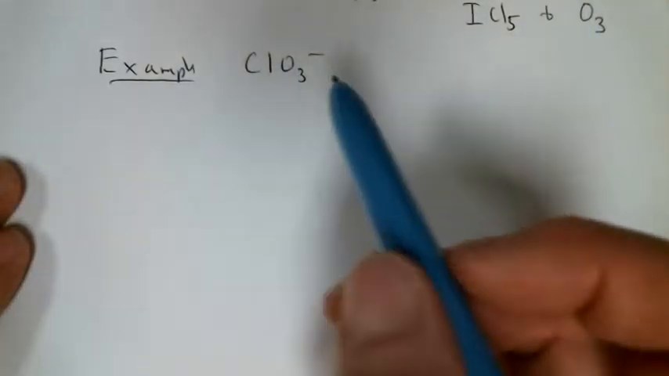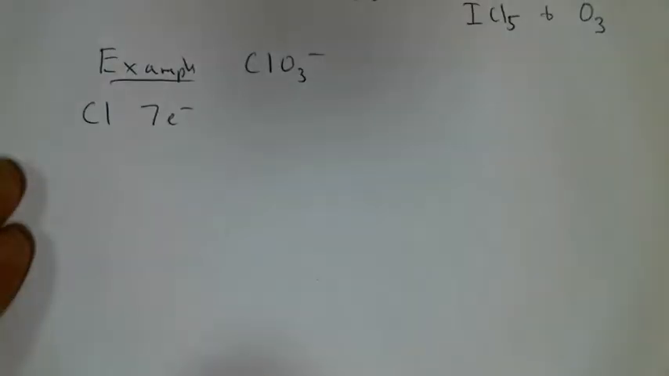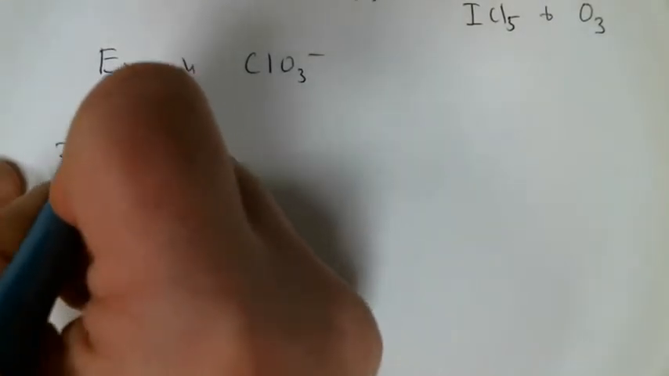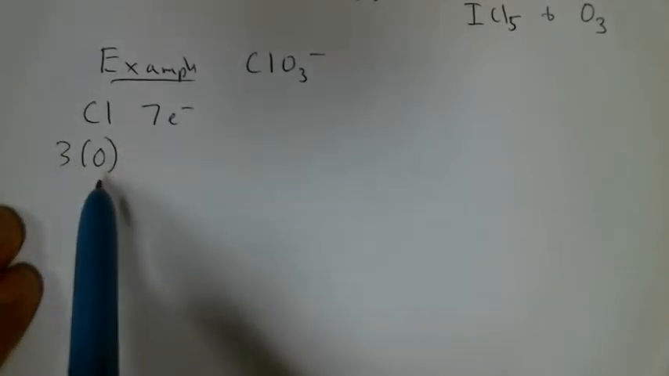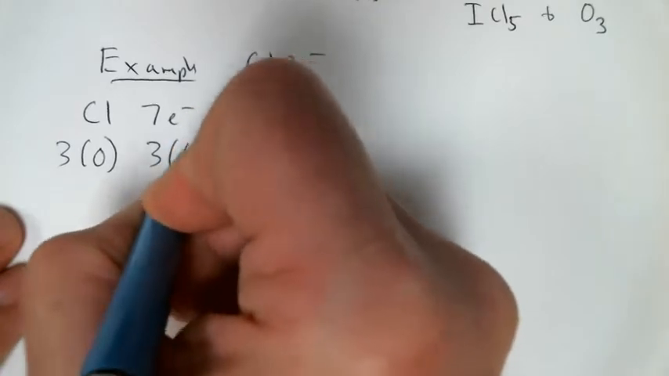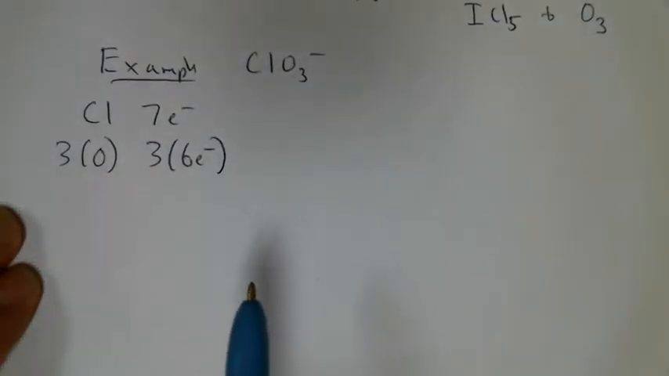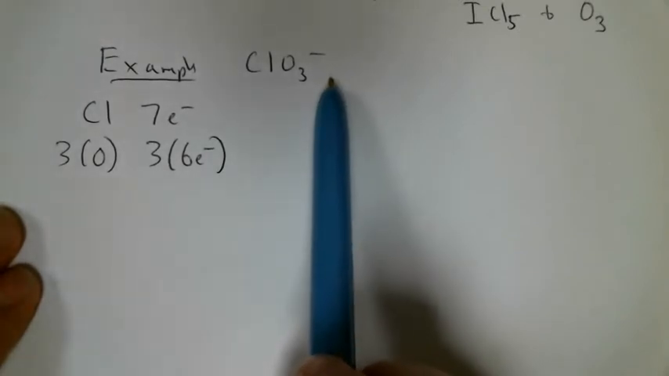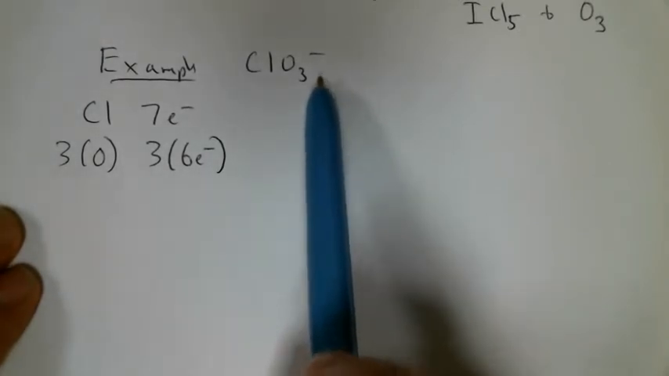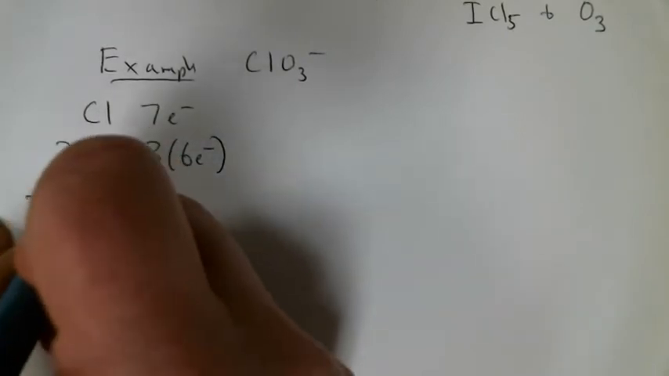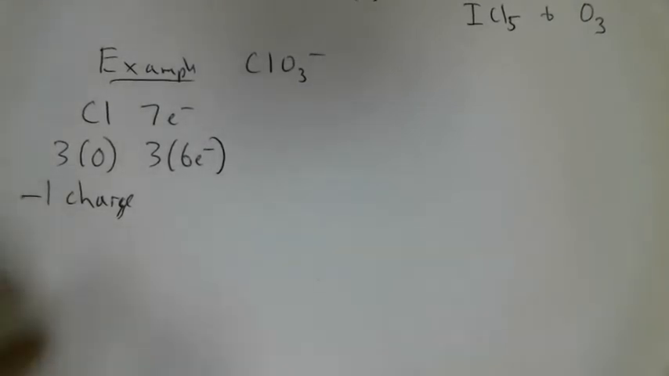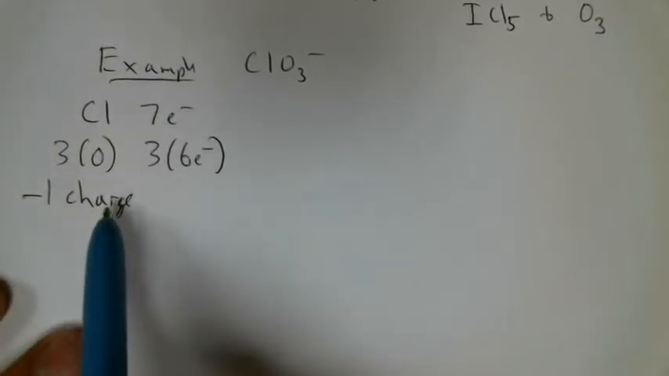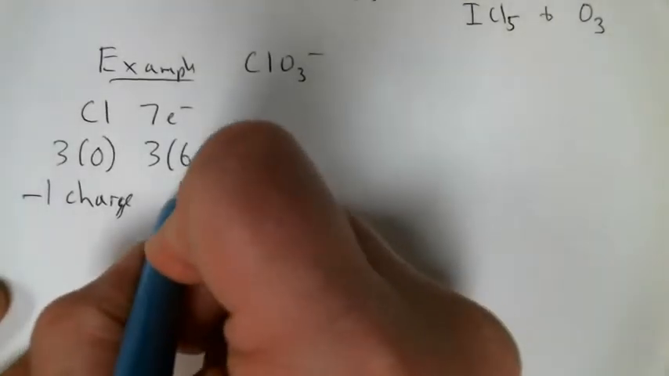Okay, so first step is count the total number of valence electrons. So chlorine is in group 7, so it's got 7. Oxygen, there's 3 oxygens. I always put that in parentheses so it doesn't look like I'm writing 30. 3 oxygens, group 6, so there's 6 valence electrons in each. And then what about this -1 charge? How would you do that? Well, the -1 charge means this molecule, which is a polyatomic ion, is covalently bonded, but it has a -1 charge. That's an extra electron, so one more electron.